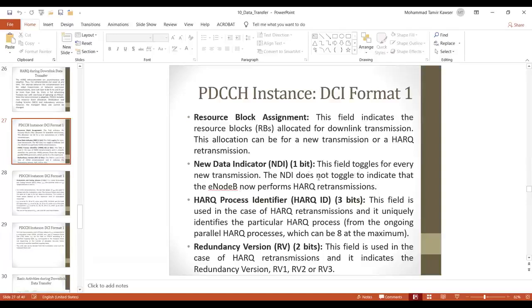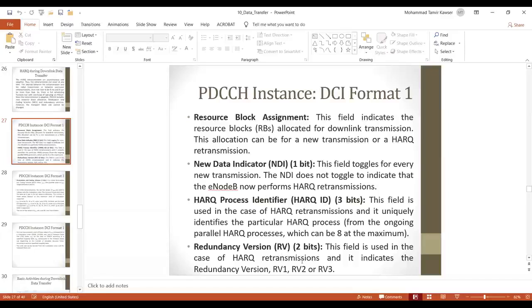If it is a new transmission, then this bit will toggle. I mean, if the NDI bit in the last PDCCH generation was 0, now it will be 1. Again, for the next new transmission, it will be 0. So 1 0 1 0 1 0, it will be toggling every time for a new transmission. But if you send a retransmission, then it doesn't toggle. You keep the NDI value the same. That indicates that it's not a new transmission, it's a retransmission.